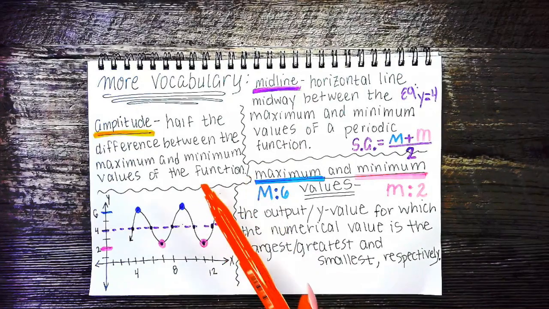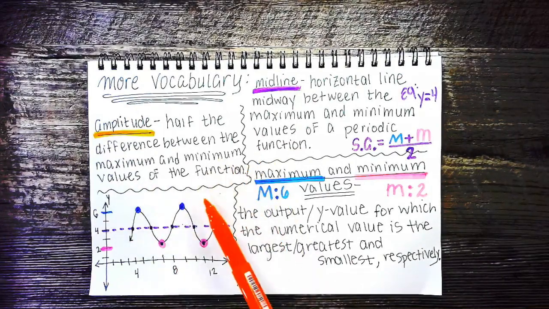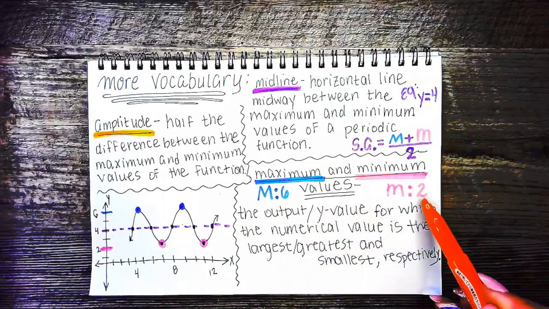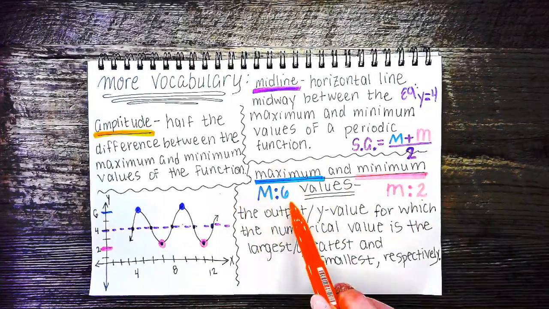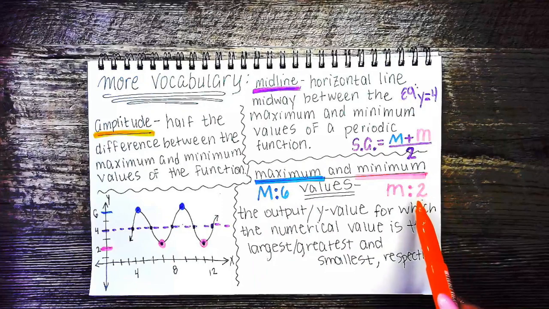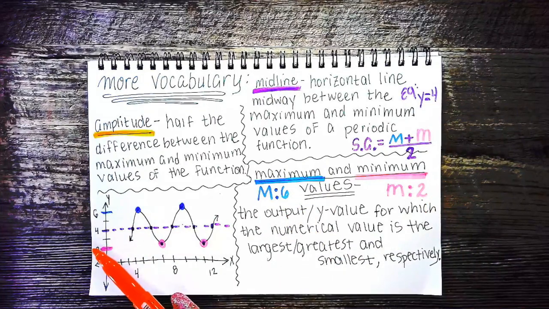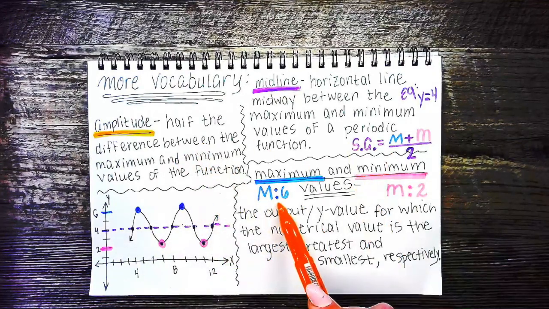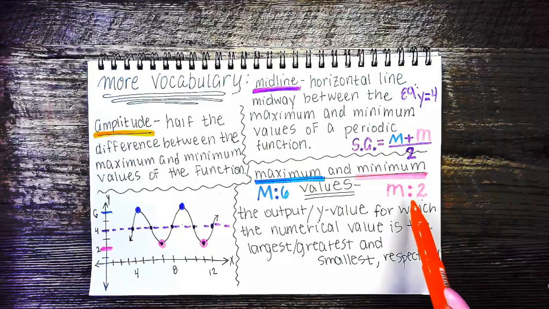The amplitude is half of the difference between the maximum and minimum values of the function. The difference indicates that we would use subtraction. If I've subtracted 6 and 2, I would get 4, which coincidentally is my midline. That's not always going to happen, I promise. And then I want half of it. So I'm going to subtract my max and min and then divide by 2.